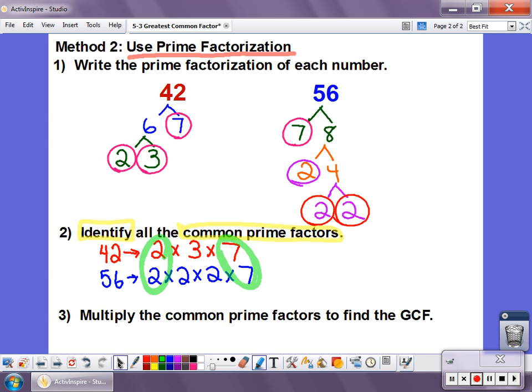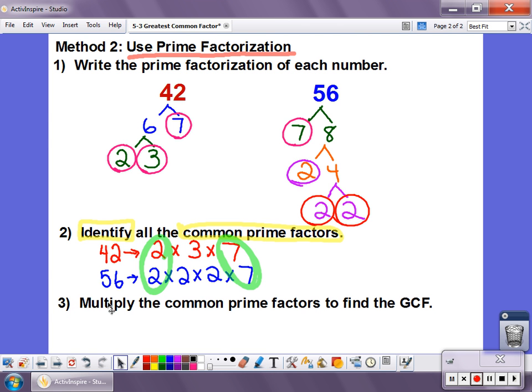So the way you figure out the greatest common factor when you use prime factors is your GCF, your greatest common factor, is equal to the product of the common prime factors. They both have a 2, and they both have a 7. So 2 times 7 is 14, which means my GCF is 14.